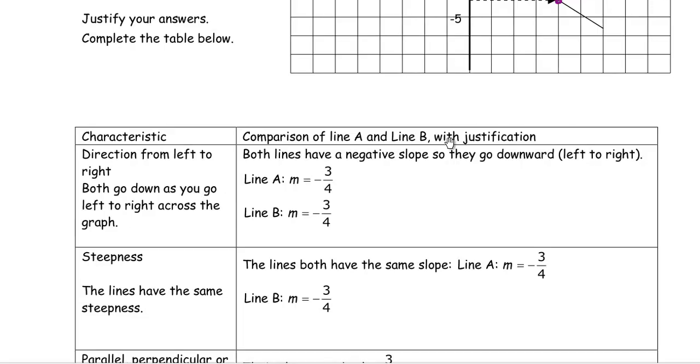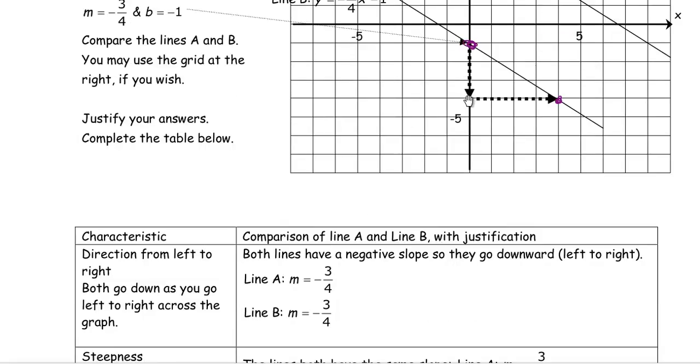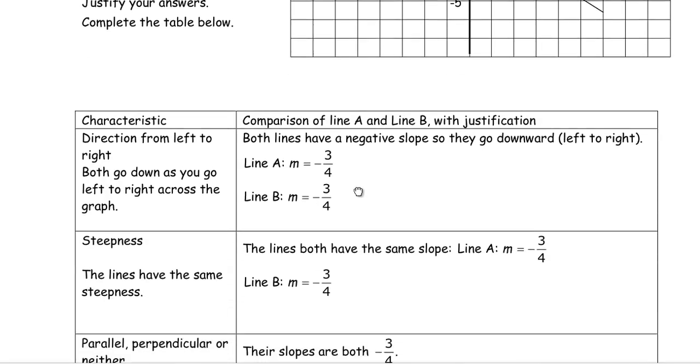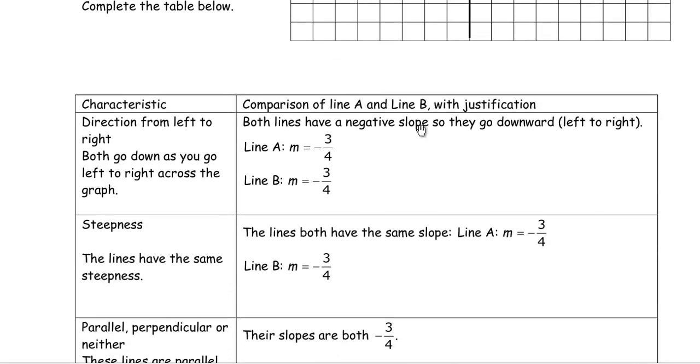Now you're asked to compare them with justification. And I'm writing here the two slopes are negative. A negative slope is why they go down as you go from left to right, because the rise is negative. So the negative 3 means, remember we went down 3 and then 4 across. So that's why we're going down, because the slope is negative. So both lines have negative slopes, so they go downward as you go from left to right.